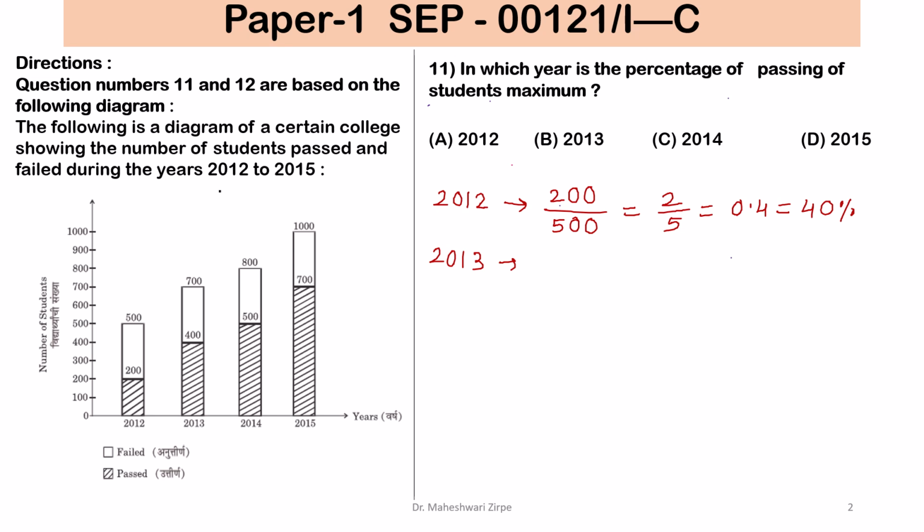2013, now it is 400 divided by 700, so directly I can write it 4 upon 7 as zeros are going to get cut off. 4 upon 7 is nothing but you will get 57 point some percent. Similarly 2014, what is the number of students passed? 500, so it is 5 upon 8, so it comes out to be approximately more than 60. You don't have to calculate it. 60% you can directly find out because calculators are not allowed.